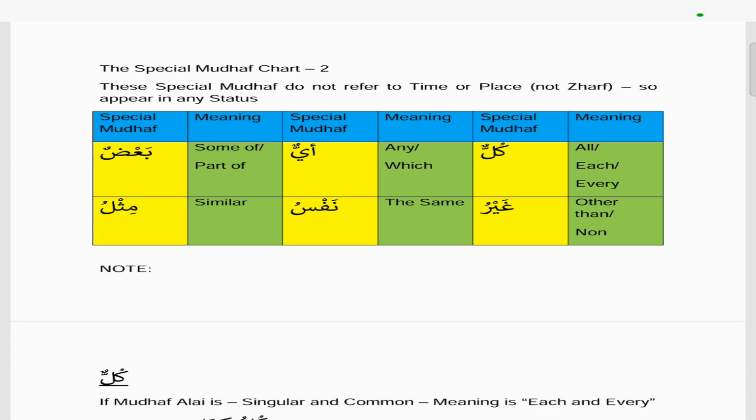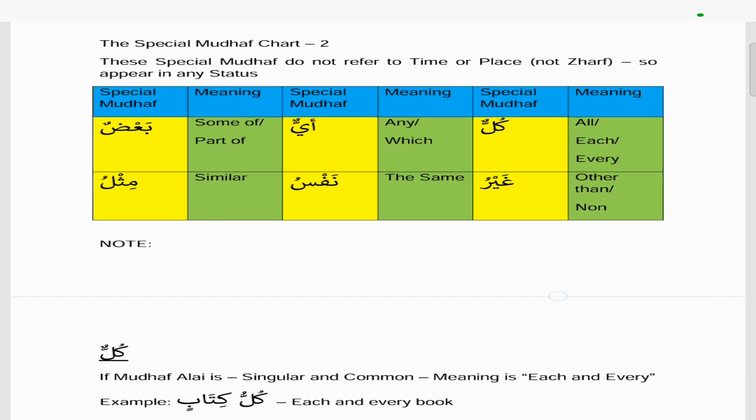These special mudafs are not zarf, so they're not connected to time or place, so they can appear in any status: rafa, nasab, jar, whichever one. Ba'dun means some of or part of, mithlu means similar, ayyun means any or which, nafsu means same, kullun means all. Depending on its mudaf ilay, it can mean all, each, or every, which we'll discuss in a second. And gairu means other than.